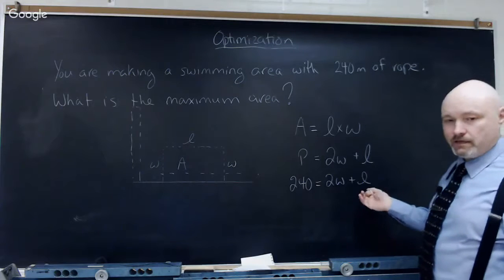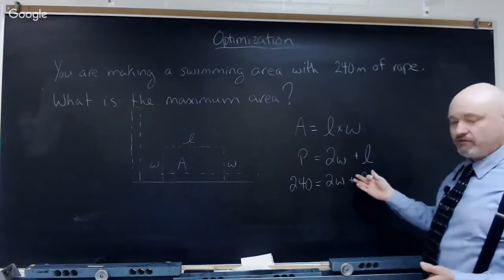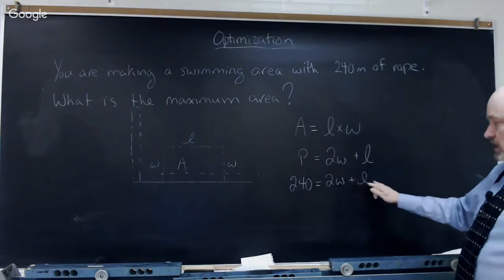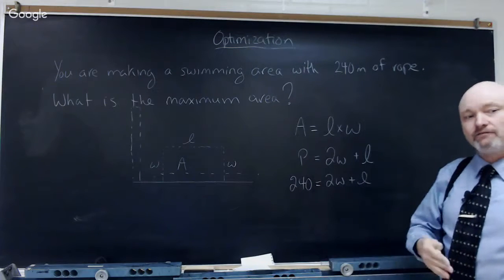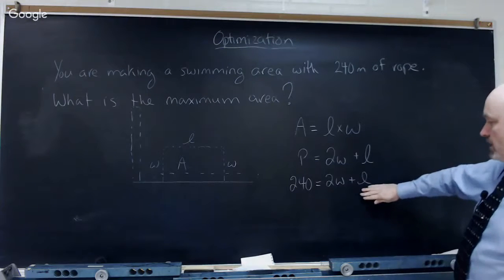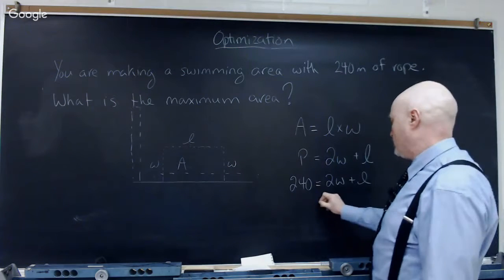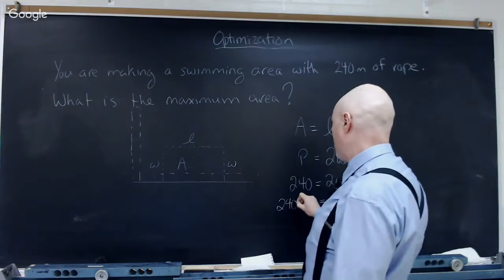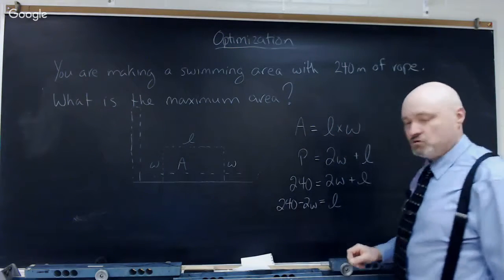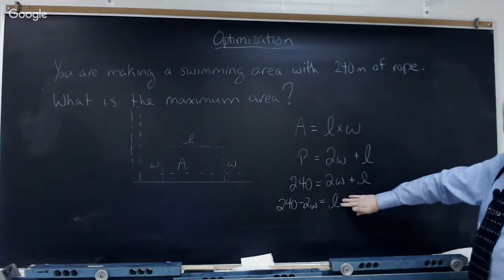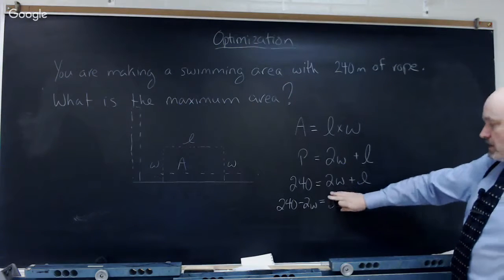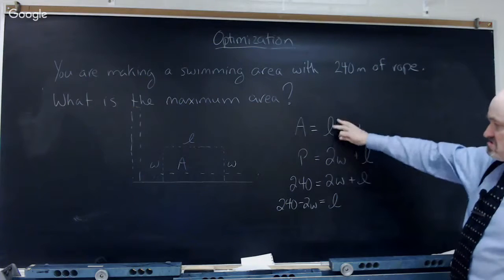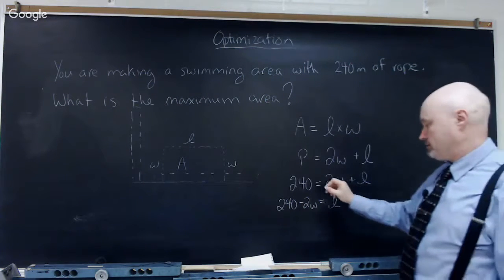Now, here's the part where you make a choice and then eventually you might regret it. It's hard to know sometimes which one is going to make the final expression easier. I'm going to go with, let's just have this as L, and it's 240 minus 2 times the width. I think that's going to make it easier because now I've got something I can substitute back into this expression in a really straightforward manner.